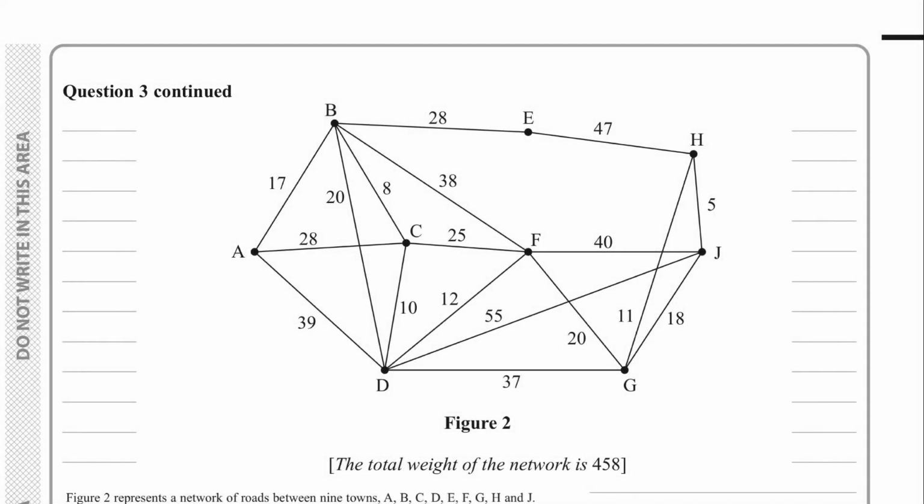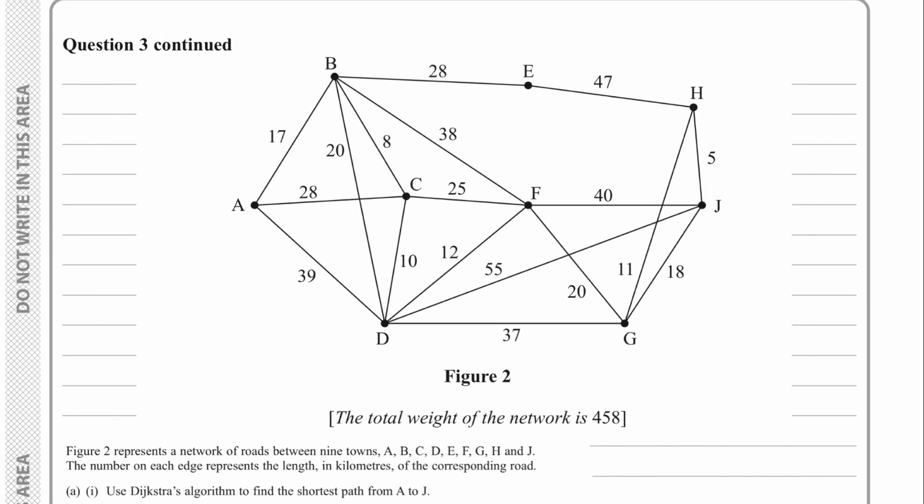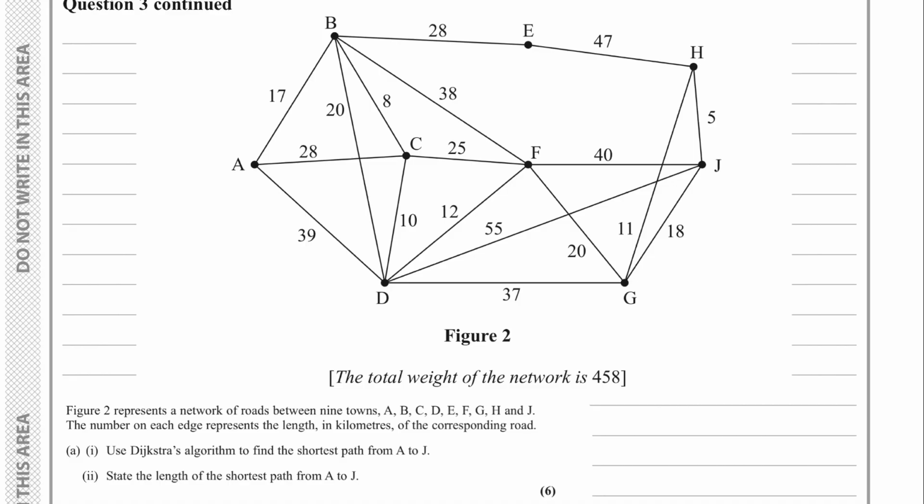Okay, so we're now looking at question number 3 from the January 2024 International A-Level Decision 1 Mathematics paper. Here we are given a network diagram and they want us to use Dijkstra's algorithm to find the shortest path from A to J, and we want to state the length of the shortest path from A to J as well.